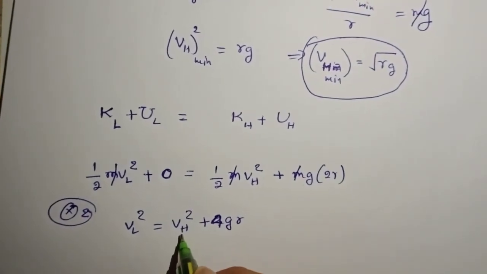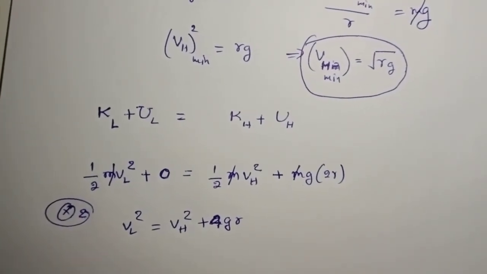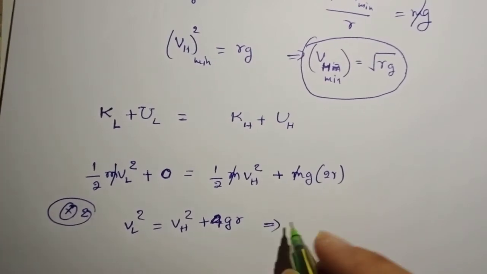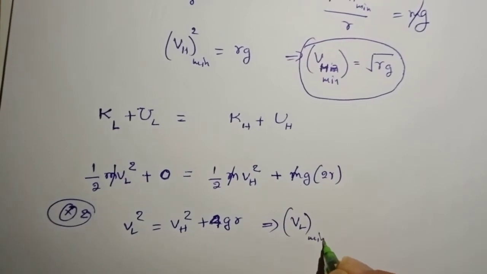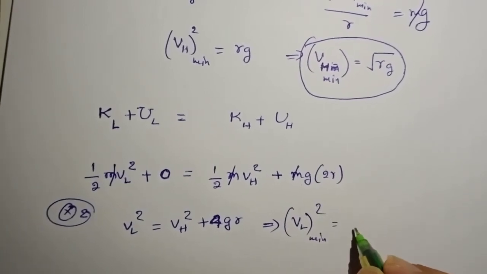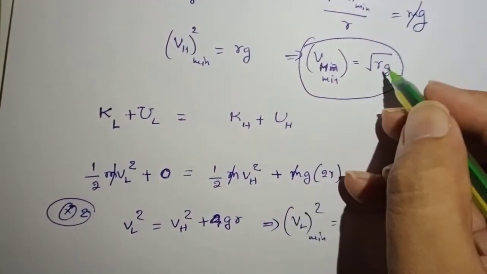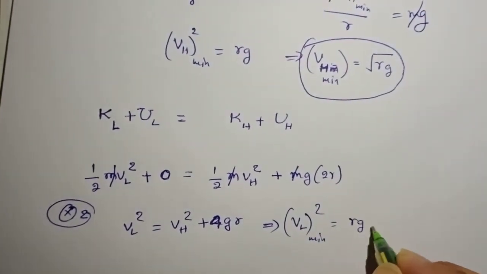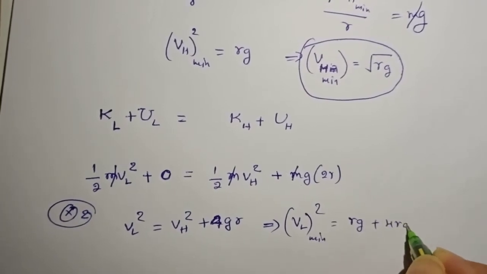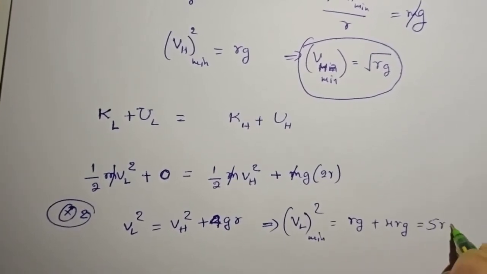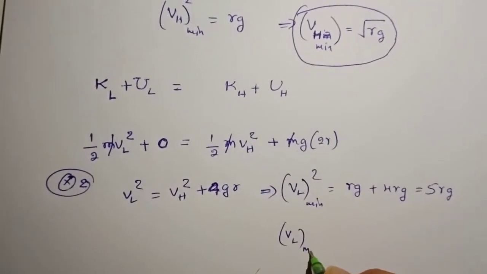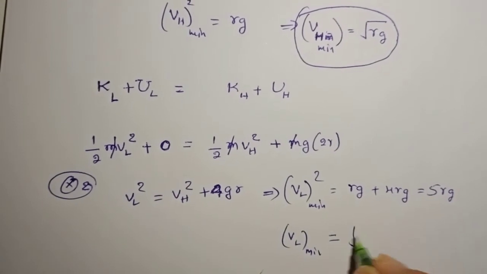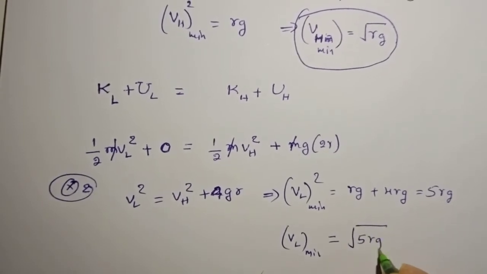So what is vH minimum? I am calculating the minimum velocity. Therefore vL minimum whole square is equal to vH minimum whole square plus 4rg. What is vH minimum? vH minimum is square root of rg. So rg plus 4rg will be equal to 5rg, or the minimum velocity that you have to give at the lowest point, vL minimum, is equal to square root of 5rg, so that the particle completes a vertical circle.